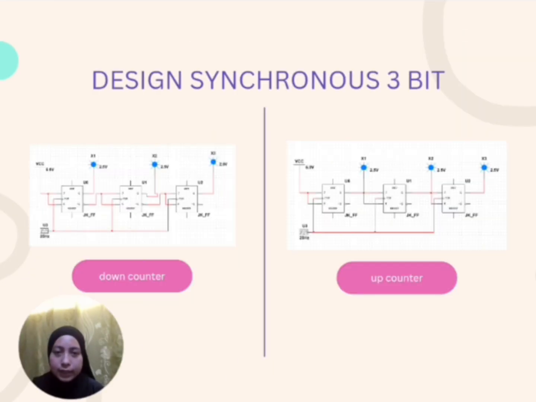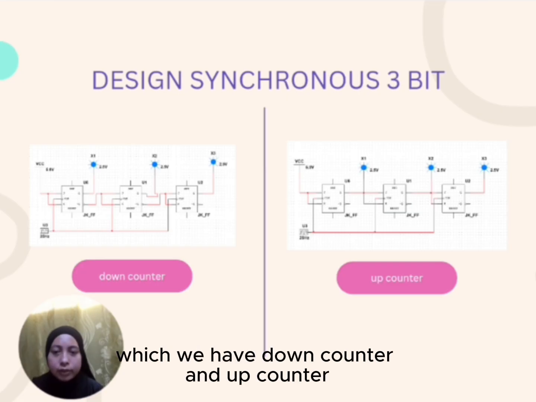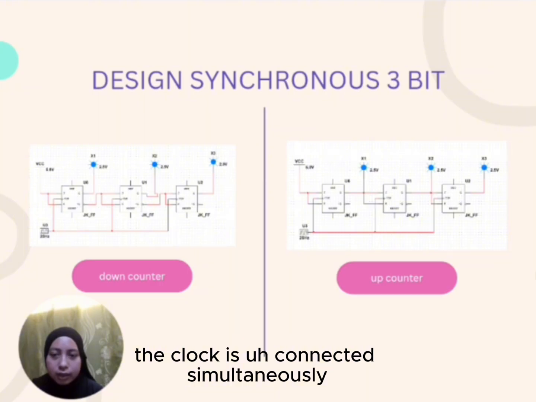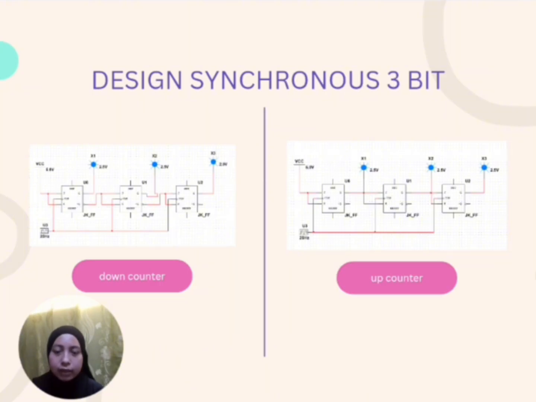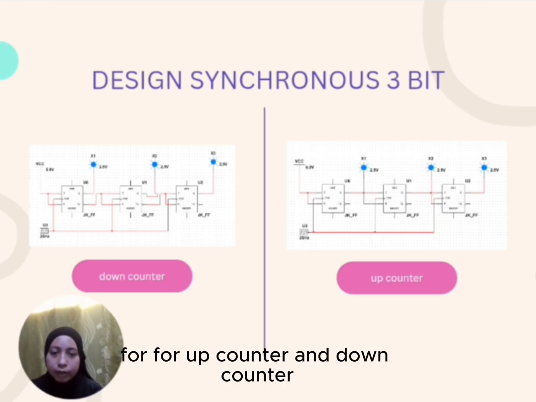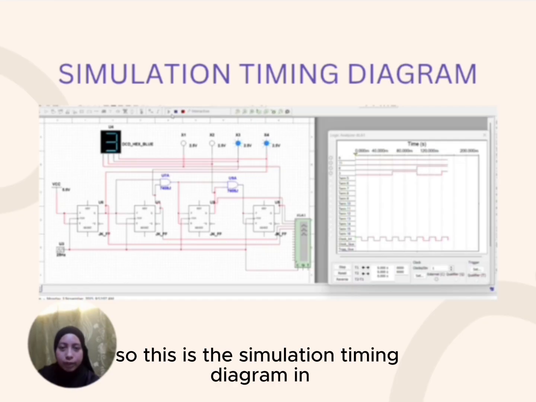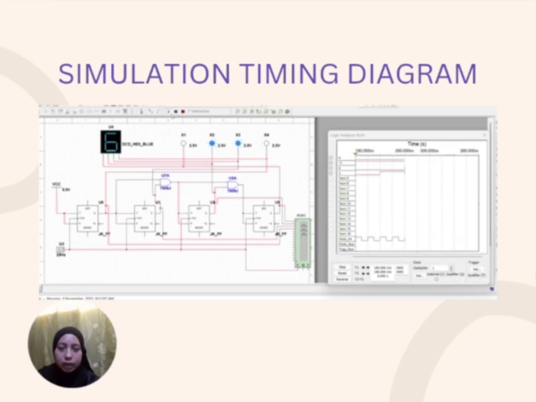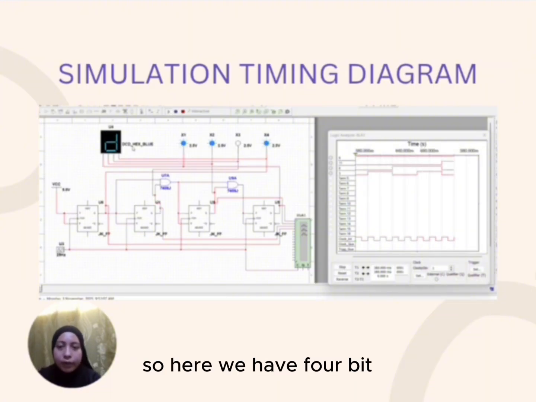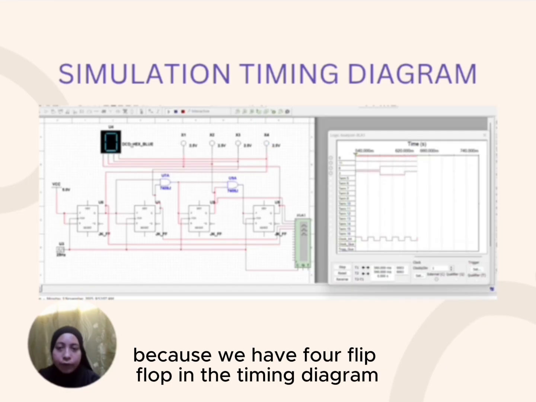So this is the design of synchronous counter in 3-bit, which has down counter and up counter. As you can see, the clock is connected simultaneously, and the connection of Q and Q bar is different for up counter and down counter. So this is the simulation timing diagram in synchronous counter. Here we have 4-bit because we have 4 flip-flops in the timing diagram.